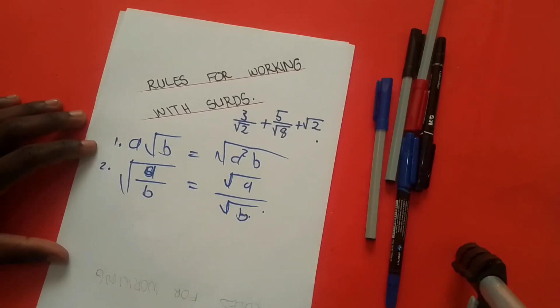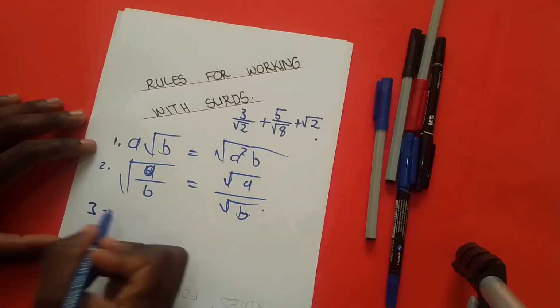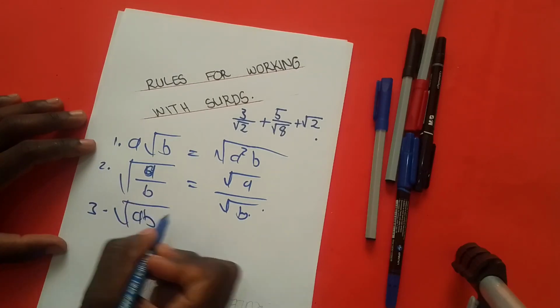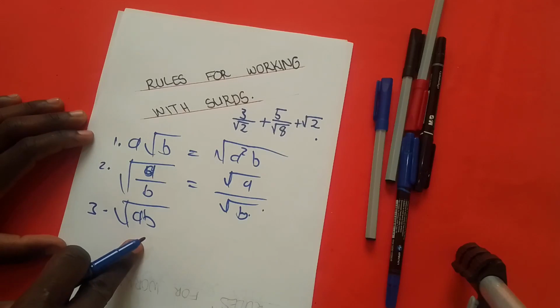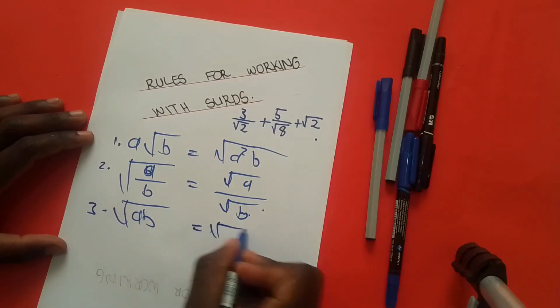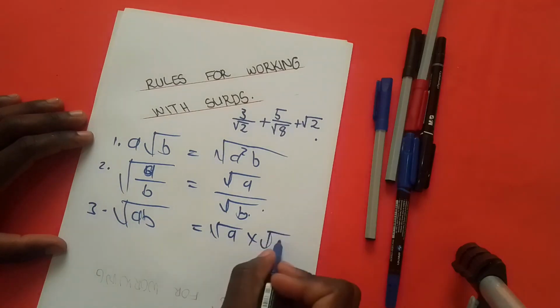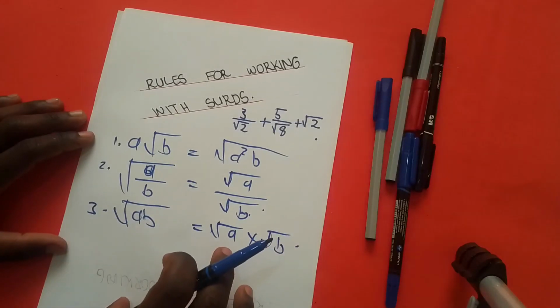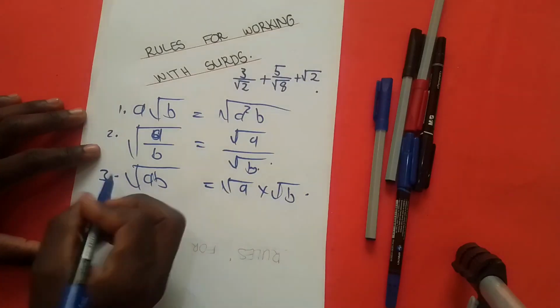And the third rule goes like this. Let's say we have ab in the square root sign like this. So this is equal to root a times root b. This is just the same as that. And the fourth rule, this is a very simple one.